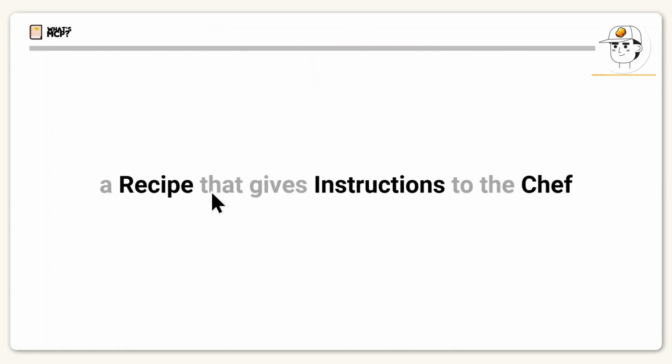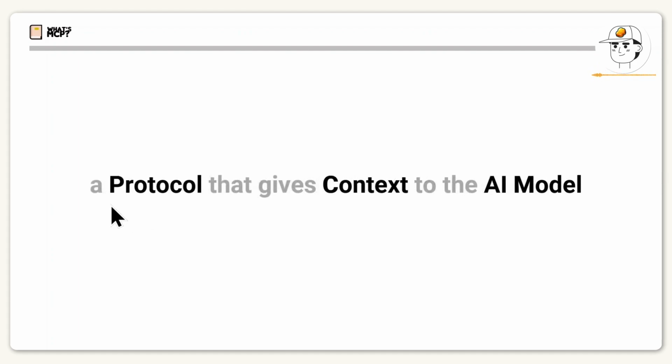It's like a recipe book that gives instructions to the chef, or put in other words, it's basically a protocol that gives context to the AI model, which is also why it's called MCP, or Model Context Protocol in short.